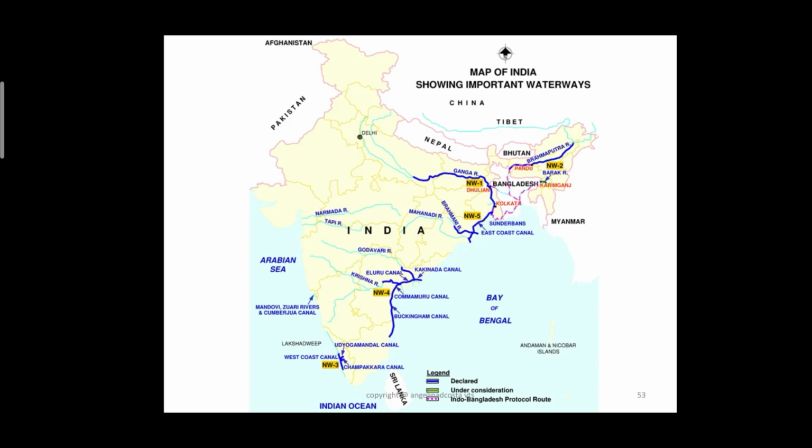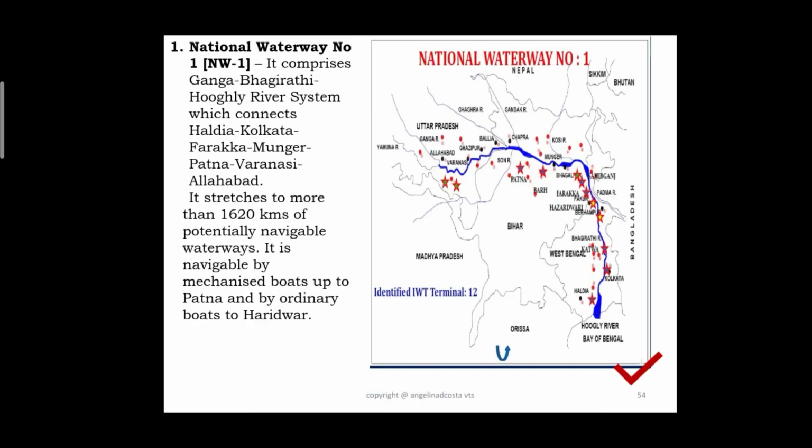National Waterway number 2, NW2. The river Brahmaputra connecting Dhubri to Sadia, stretching to about 891 kilometers, was declared a national waterway in the year 1988.